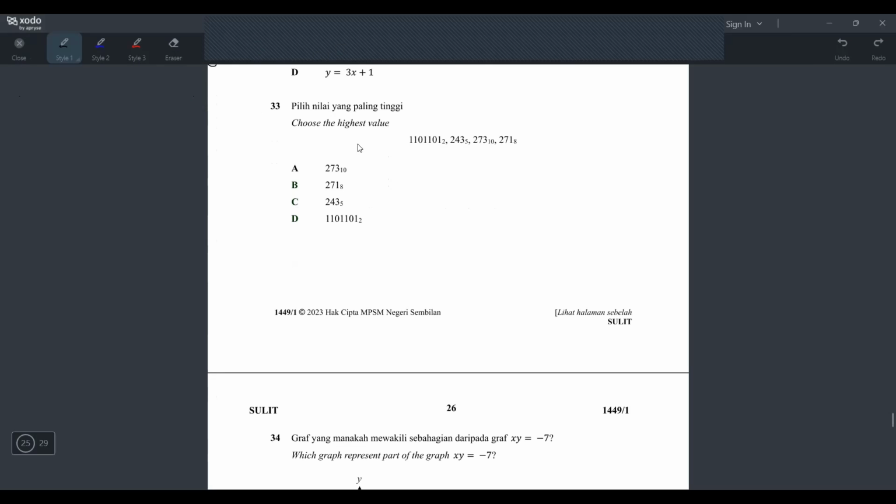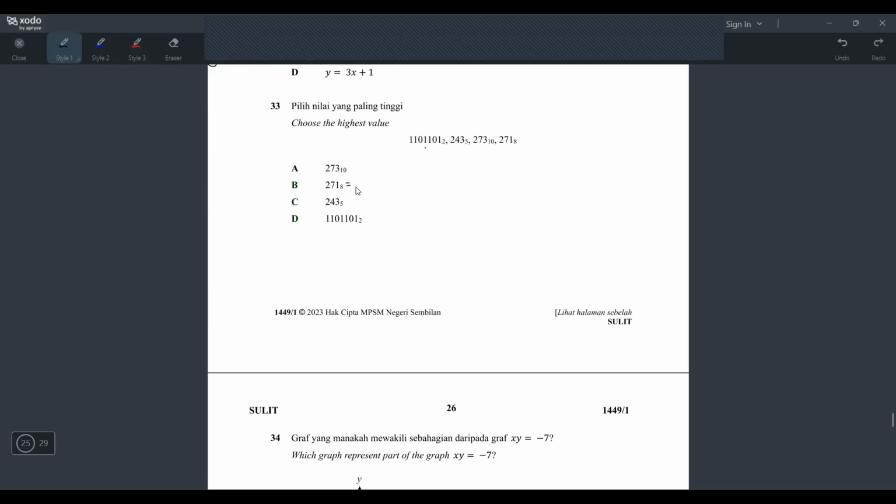Okay, number 33. Choose the highest value. This one base 2, base 5, base 10, base 8. I think everything changed to base 10. Everything changed to base 10, then you can know which one is the highest value, right? Hey, wait, why the answer 273? Oh, okay, I think the answer just mentioned the same numbers here, right? So I think everything changed to base 10. Okay, this one is already in base 10, so leave it.